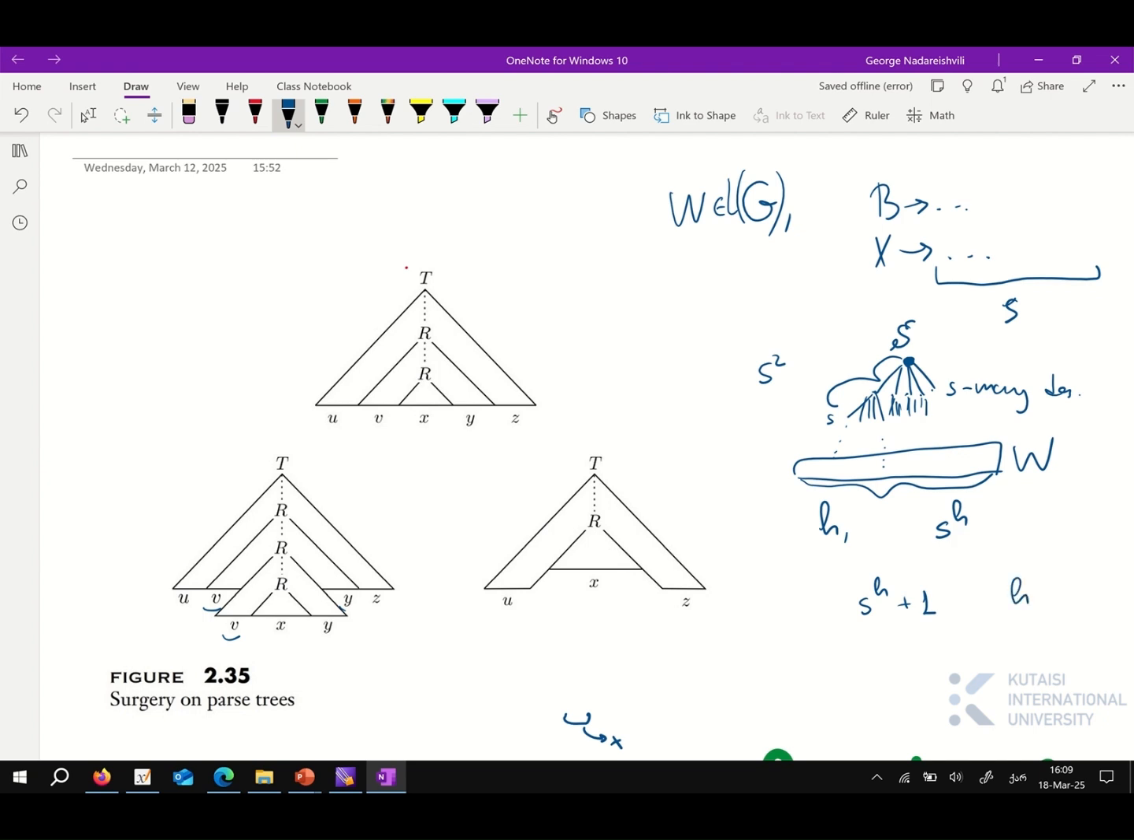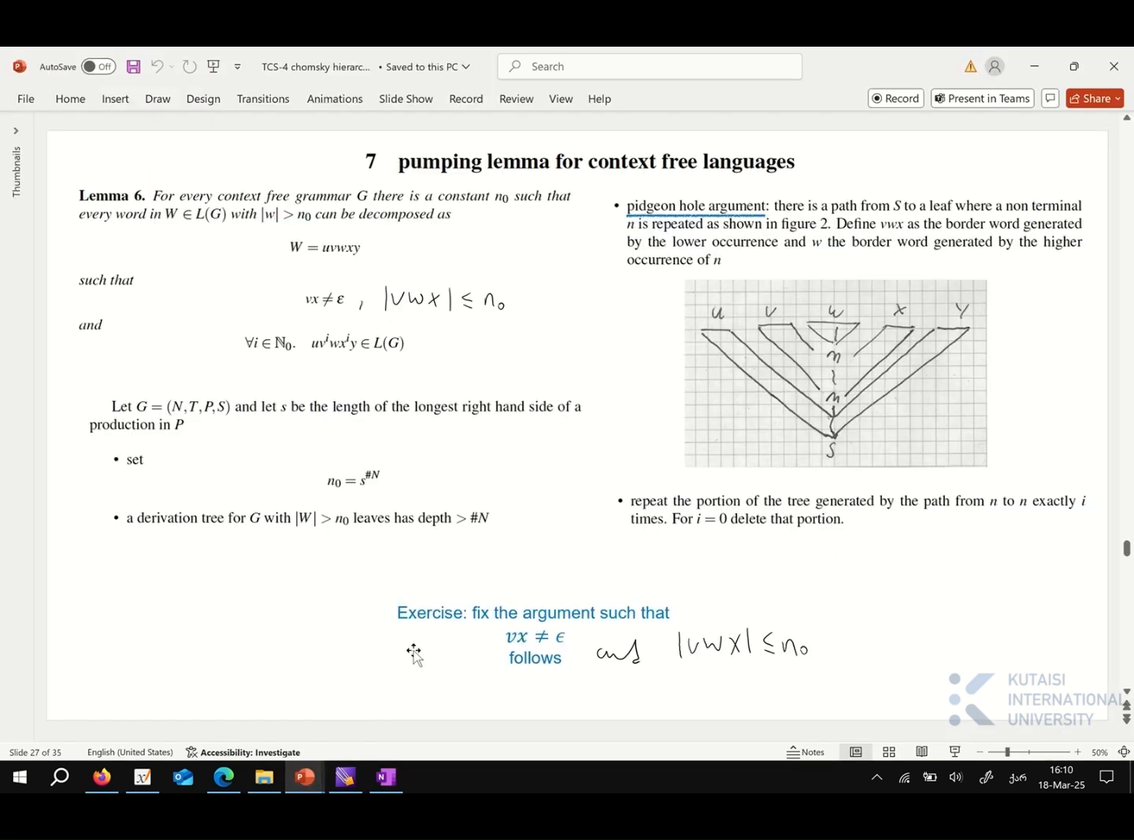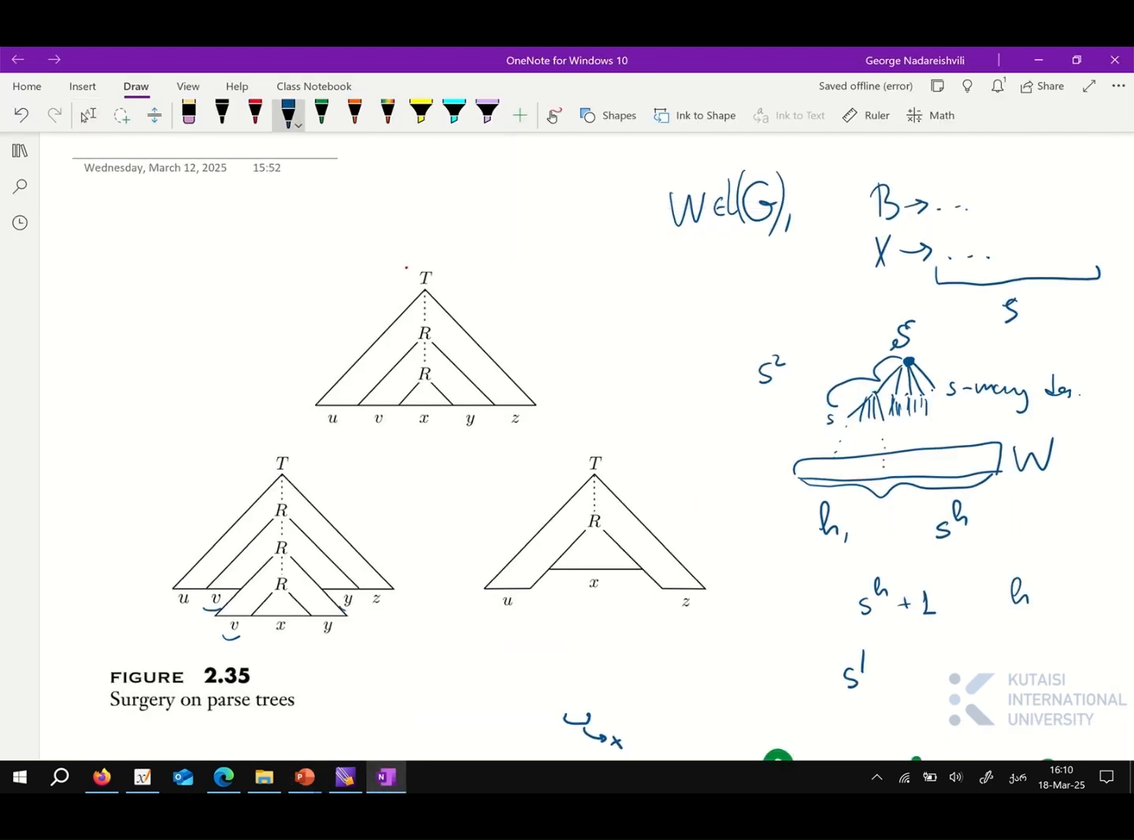That is the point. So now I have to pick my pumping number, this n0, so I go back here to my proof. I pick my n0 to be s to the power hashtag N. Hashtag N is the number of non-terminals I have. These are my inner nodes. So let's say I have 3,000 non-terminals. I will take s to the power of 3,000. s is also a fixed number, so this is a fixed number. As many non-terminals as I have, I take that power.